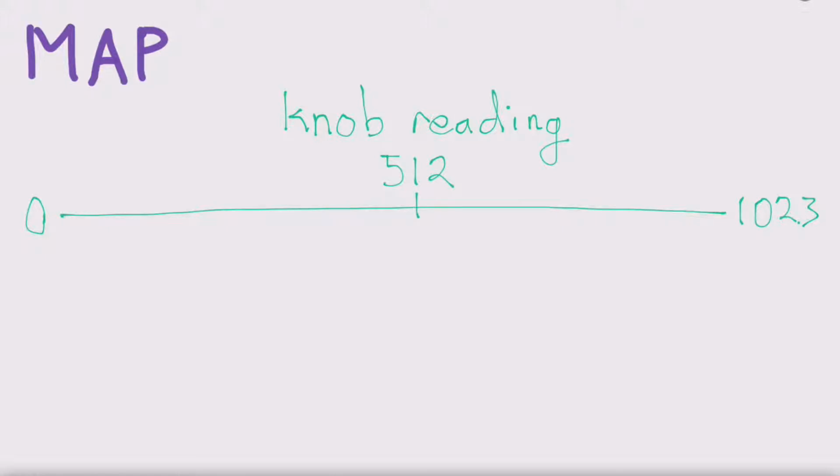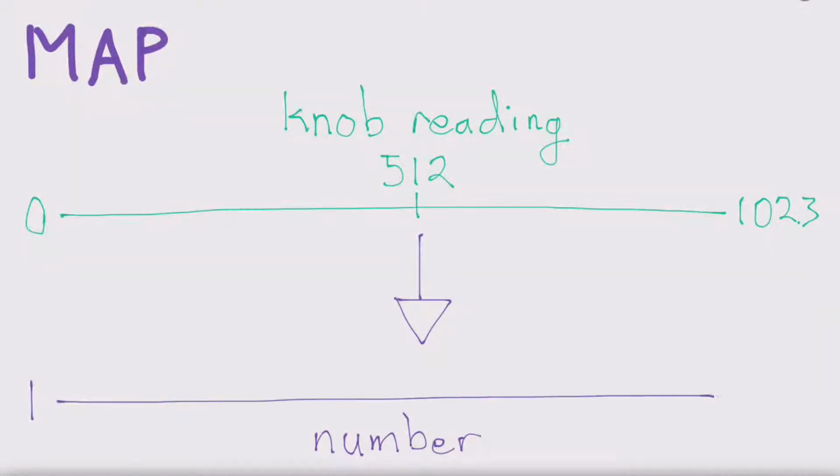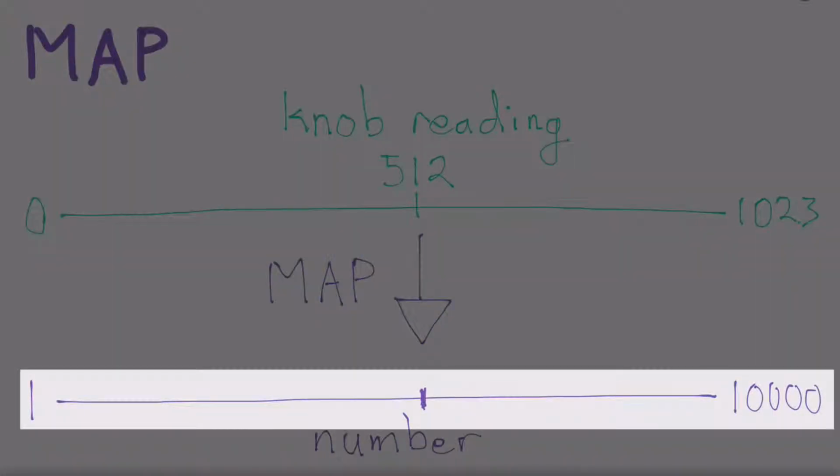In the burglar alarm project, we learned that we can convert a value to a bool using a threshold and an expression. But what if we want to convert our knob reading to a number that's between 1 and 10, or 1 and 10,000? Well, that's where the map function comes in. The map function takes a value from a starting range and maps it into another range of values.